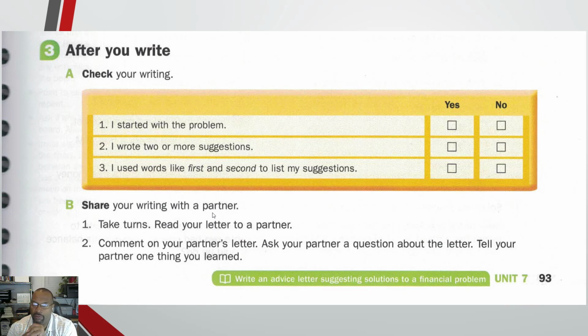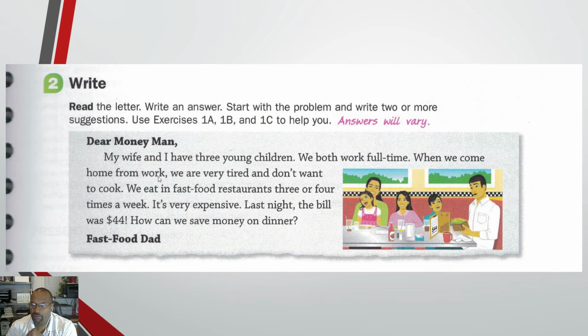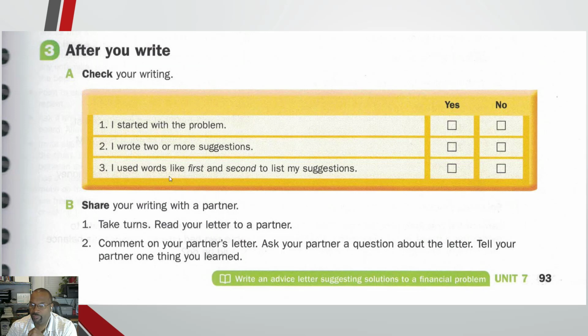After you write, A, check your writing. So you want to make sure that you have these 3 things checked when you are putting together your writing. Number 1, I started with the problem. So if you remember here, my wife and I have 3 young children. We both work full-time. When we come home from work, we are very tired and don't want to cook. So that is the problem, right? Number 2, I wrote 2 or more suggestions.